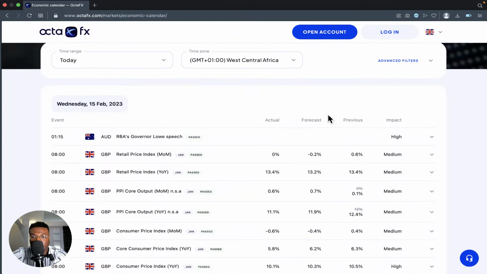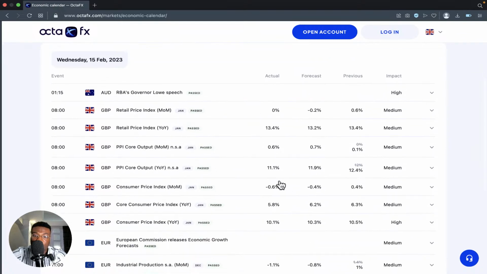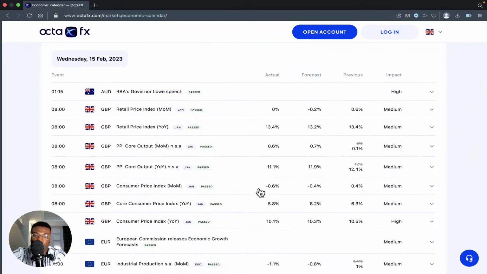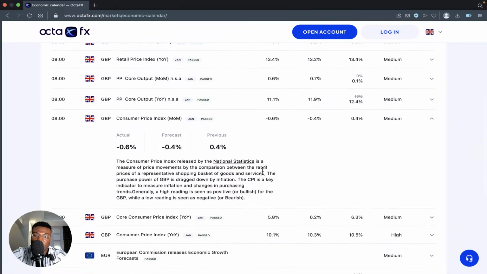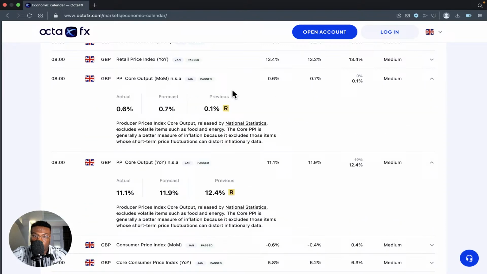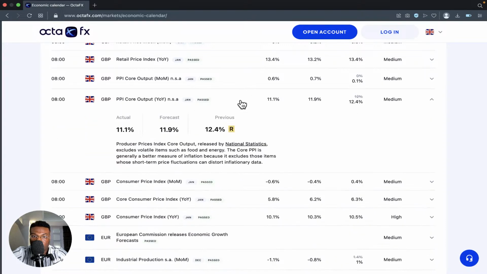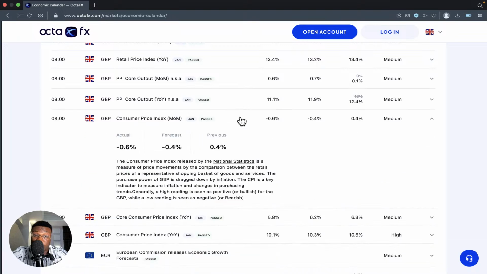So you want to pay attention to the speeches, the high impact events, and you want to also look at the reports, the previous reports, forecast, and the actual, right? And we've been seeing a lot of negative reports on GBP, and I don't think that's really good for GBP in the coming weeks. But just to understand what these reports are, you can click on any of these economic events, and you can see there that OctaFX has already identified what each report means.